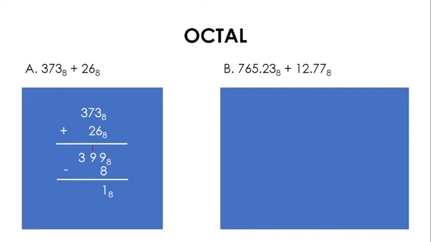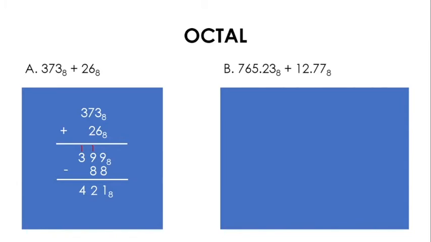We now have 10. 10 minus 8 is 2. Since we perform a subtraction, we will have to carry 1. We'll have 4. 4 is not greater than 7, so we'll just have to bring it down, and the answer for this is 421 octal.